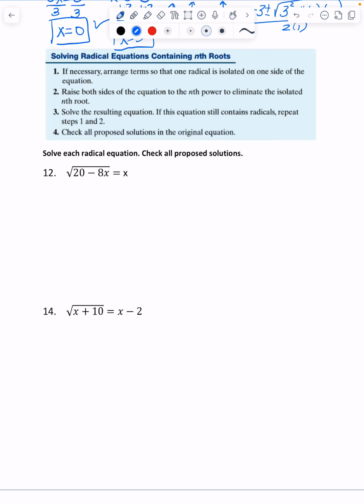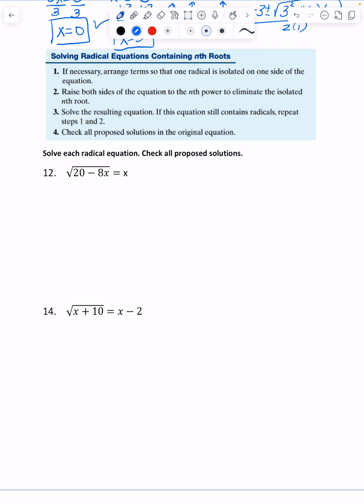Let's look at how we would solve radical equations containing the nth root. I've copied this from your textbook. It says, if necessary, we want to arrange the terms so that one radical is isolated on one side of the equation. And then whatever root that radical is, we're going to raise both sides of the equation to that root. And we are going to solve the equation that's left.